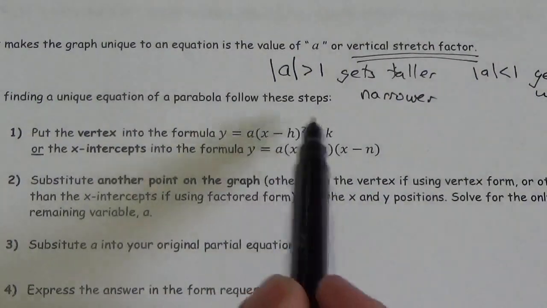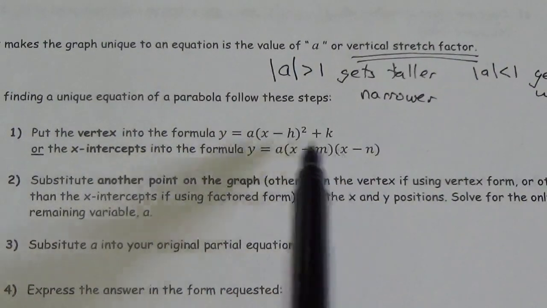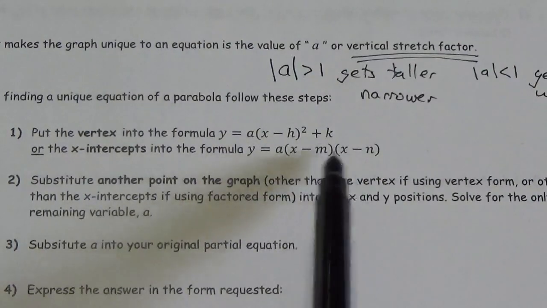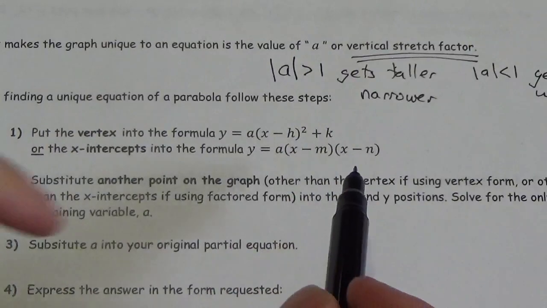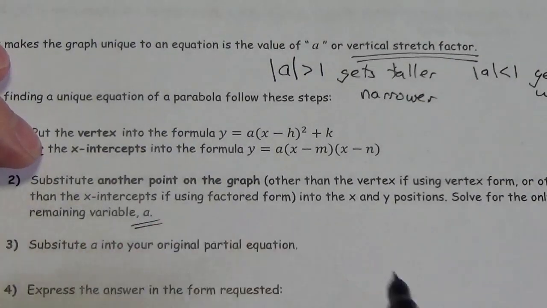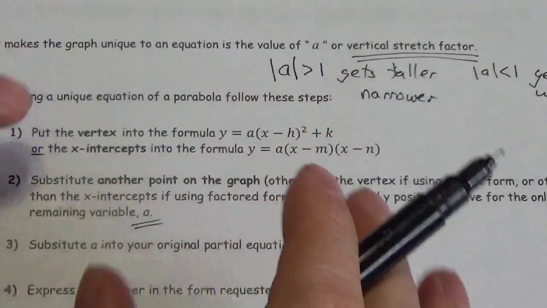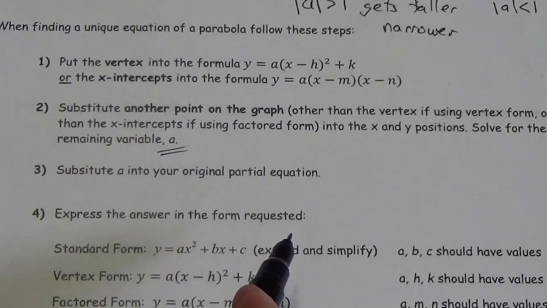Now, if I'm using vertex form, I can plug in an x-intercept into here. If I'm using the root form, I could plug the vertex in for x and y because it's a different point than the point that I'm using to build the equation. Anyway, it'll make more sense once we see some examples. What you're going to do is solve for A. Then once you've got your A, you're going to plug that back into the original partial equation here.